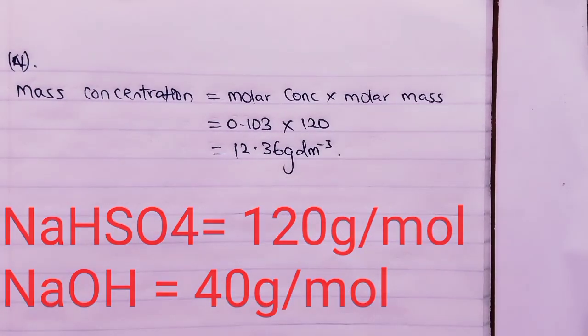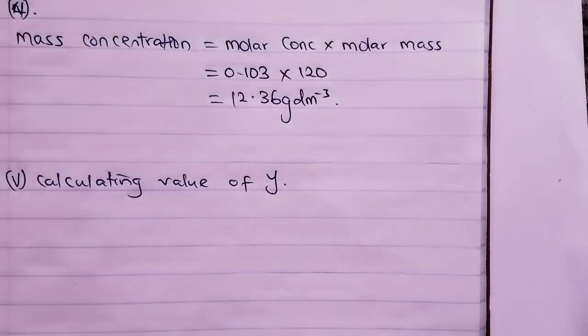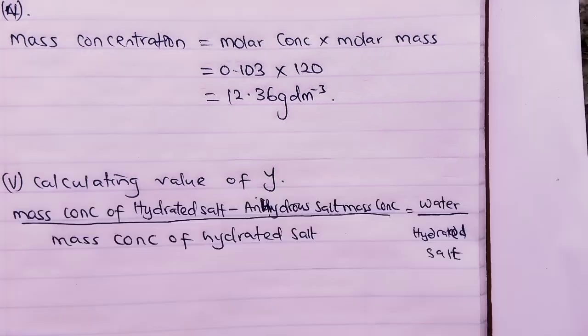The last question is to calculate the value of Y. Calculating the value of Y is more like getting the mass concentration of sodium hydrogen tetraoxosulfate(VI) acid salt, subtracting it from the mass concentration of sodium hydrogen tetraoxosulfate(VI) Y hydrate, and dividing it by the same mass concentration of the hydrated salt. We equate it with water over the hydrated salt.